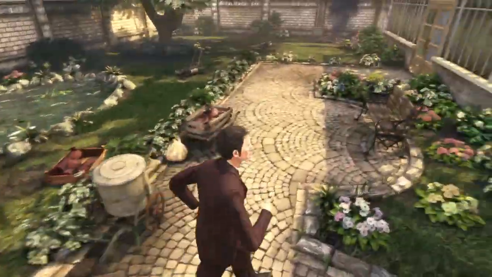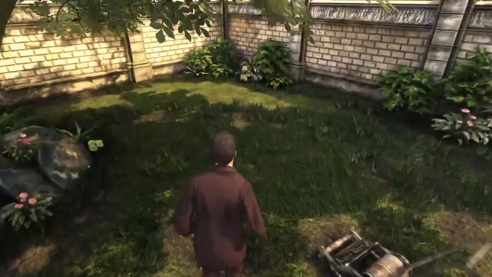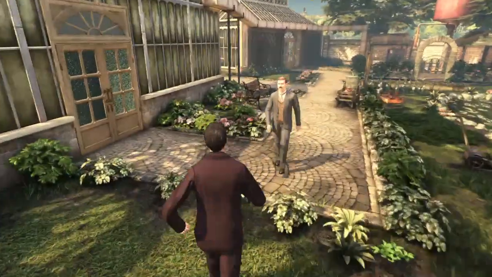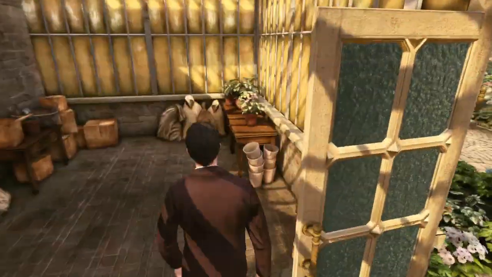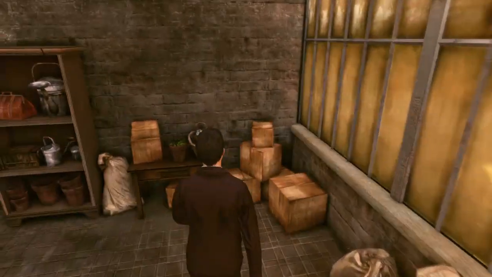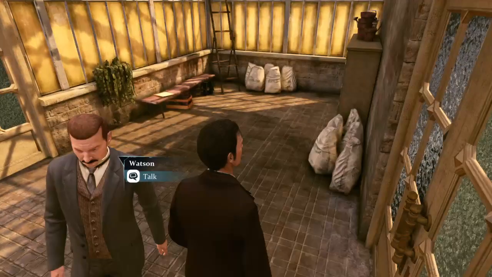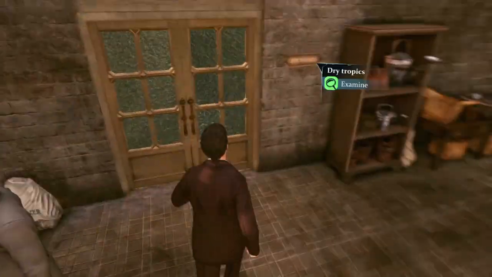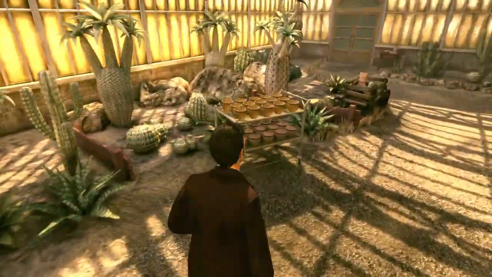Let's walk around some more. Is there something back here? I examined the fireplace already. Let's go in here. Let's take a look at... Also, dry tracks. Okay. Nothing there. Right, let's go and find Albert. To talk to him again.